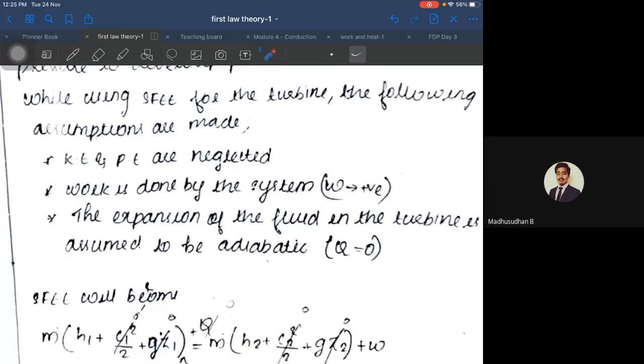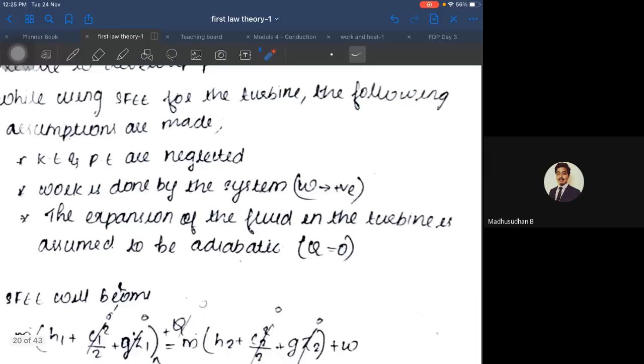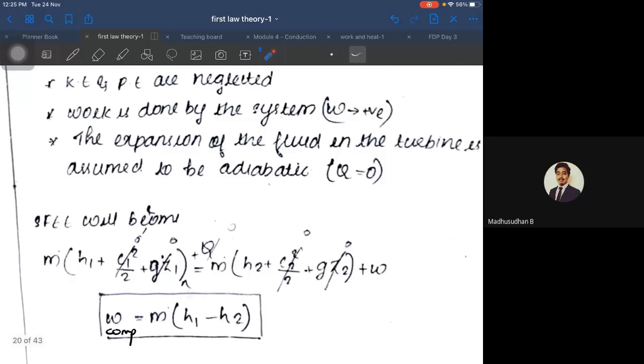The expansion of the fluid is assumed to be adiabatic. If it is an adiabatic process, what happens to the value of Q? It is zero. Same thing is substituted in the SFEE. So potential energy and kinetic energy both are neglected. Q is neglected, because it is an adiabatic process. Whatever remains, W will remain positive anyhow. So just substitute, and that is the expression for the application of SFEE on the turbine.